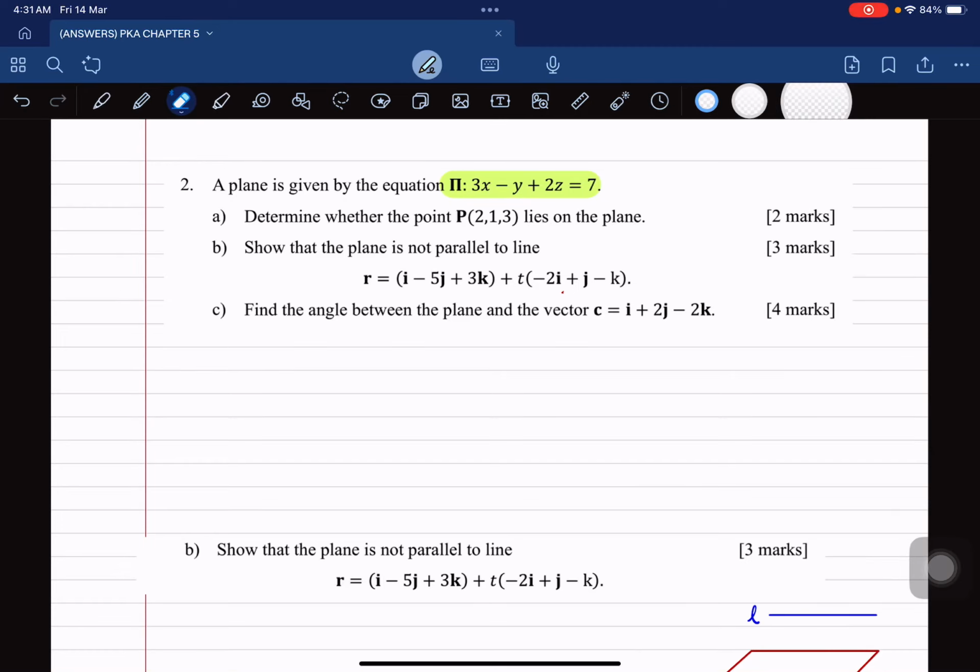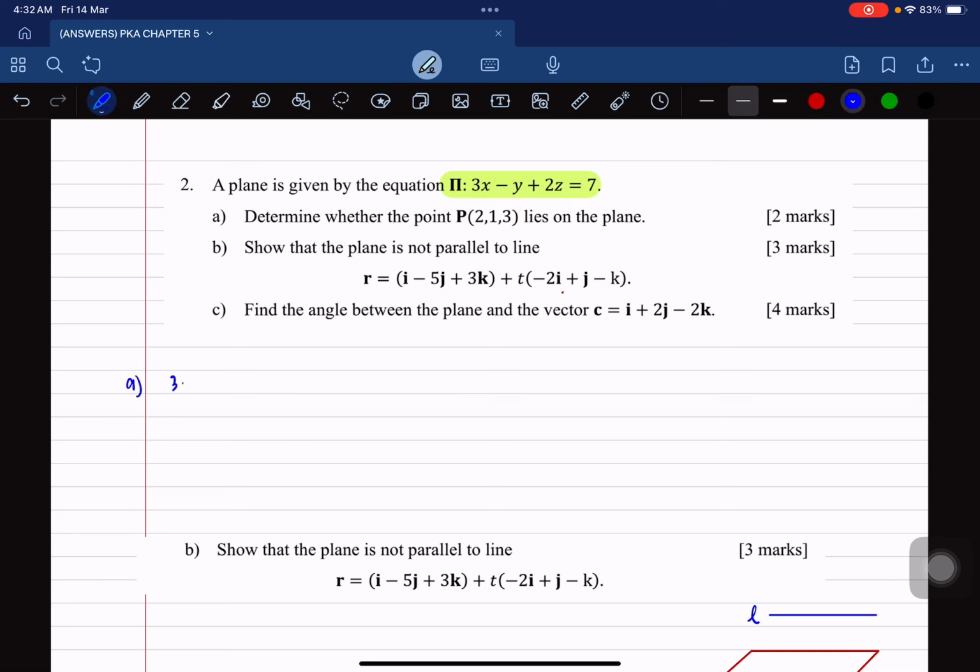Okay, so now we are at question 2. A plane is given by the equation 3x minus y plus 2z equals 7. We need to determine whether the point P lies on the plane. What we can do is substitute the coordinates of P into x, y, and z and see whether it will be equal to 7 or not. So that's what we're gonna do.